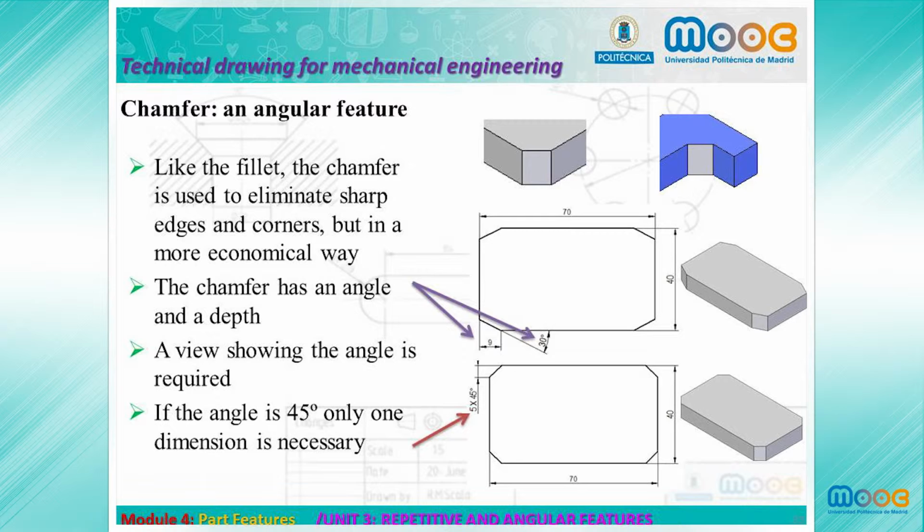The first feature we are going to study is the chamfer. Like fillet, chamfer is used to eliminate sharp edges and corners, but is more economic to manufacture. The chamfer has an angle and a depth. A view showing the angle is required. If the angle is 45 degrees, only one dimension is necessary.